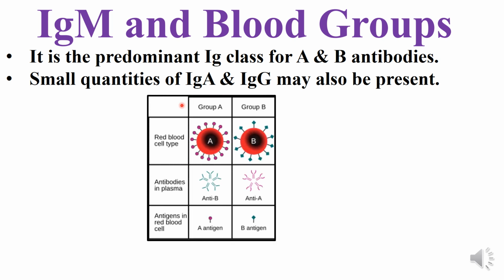Now this is a table that is showing blood group A and B. The red blood cells in blood group A have surface antigens of one kind, and such a person will have antibodies in the plasma, and these antibodies are known as anti-B, which are antibodies against blood group B. So this is blood group B, which has another set of antigens on their surface, and their plasma will have anti-A antibodies, which is an antibody against blood group A. So this is the association of immunoglobulin M and the blood groups.